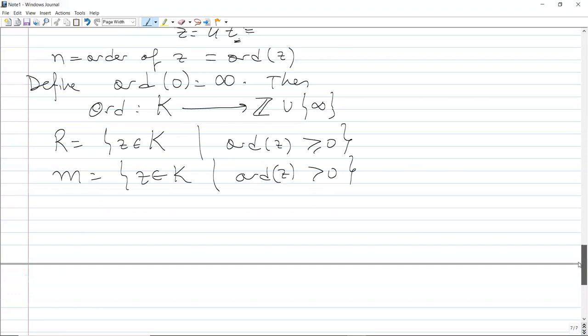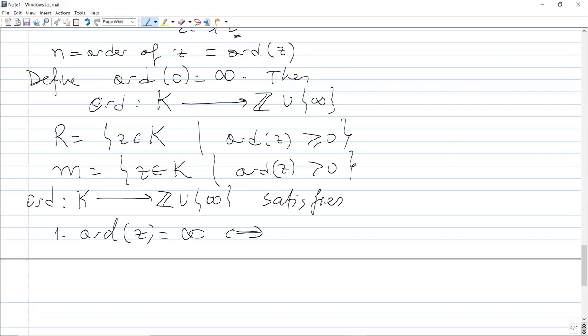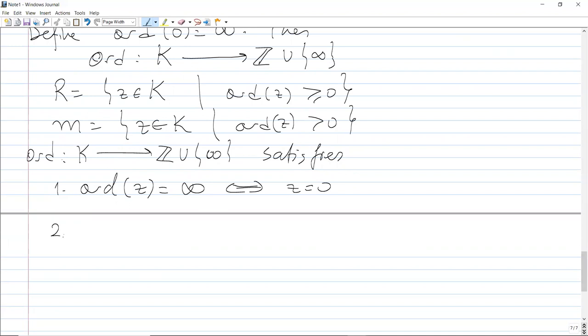So this order function from K into the integers plus infinity also satisfies the following. The first one is that the order of z is plus infinity if and only if z is zero. This is by definition. Second, that the order of z1 times z2 is equal to the order of z1 plus the order of z2.